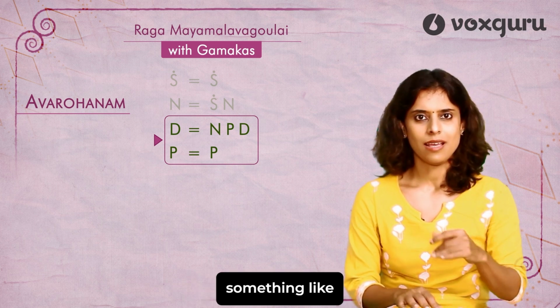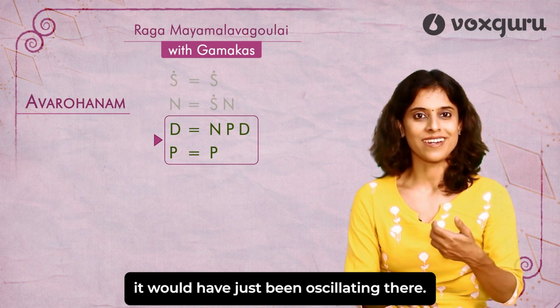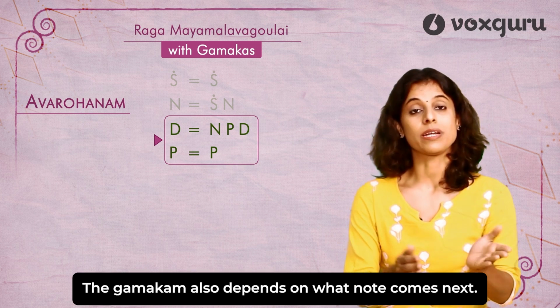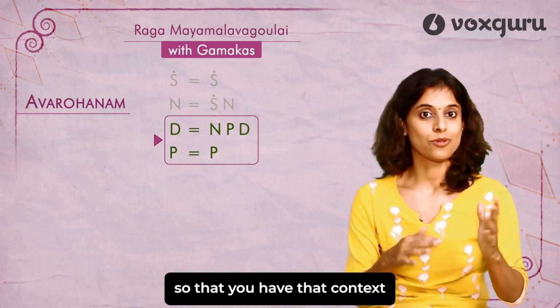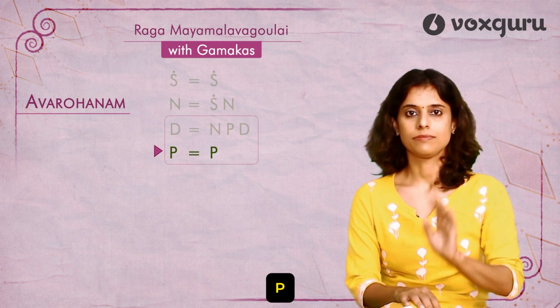would have been something like Da. It would have just been oscillating there, right? So that is why I say the Gamakam also depends on what note comes next. So which is why I am singing both of this continuously so that you have that context, and Pa becomes plain. Pa.